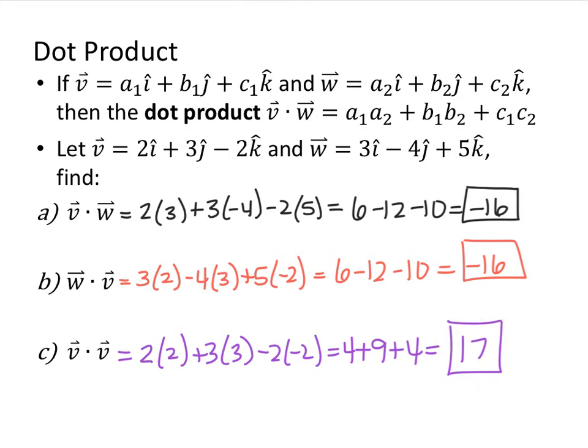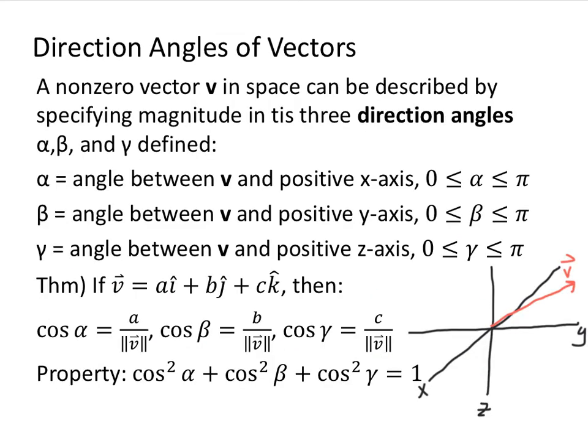So when you're doing these, you can either do the whole thing out, or for some of them, you can remember the properties. So if you've already done v dot w, then you can just remember that w dot v is the same thing. So the direction angles of vectors is something new for 3 dimensions.